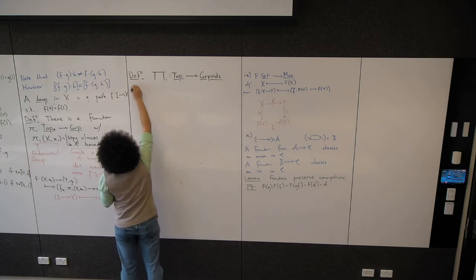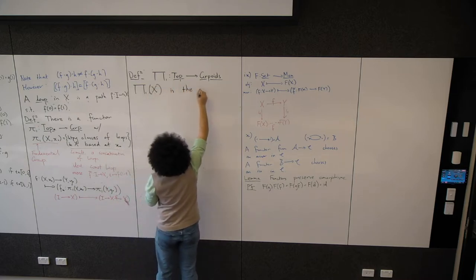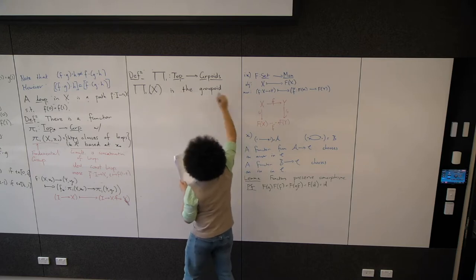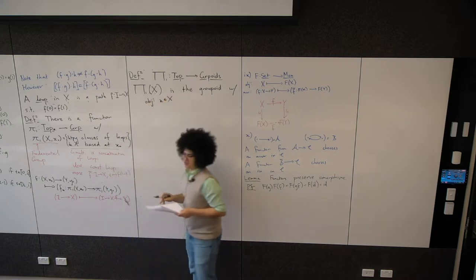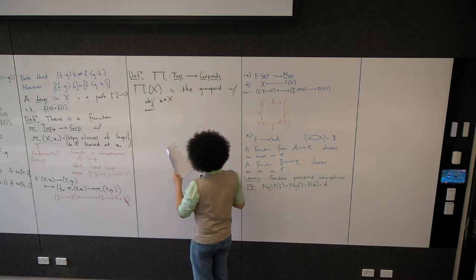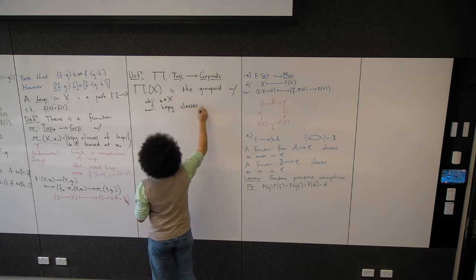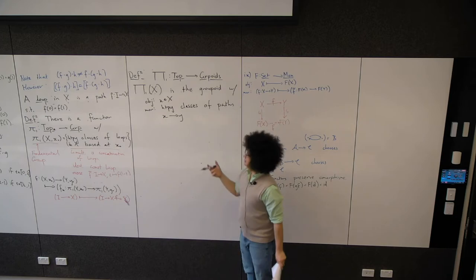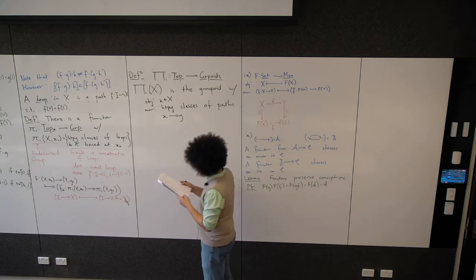So big pi 1 of X is the groupoid. So this is a category, it has objects, and those objects are elements of the topological space. So points in the topological space. And the morphisms are homotopy classes of paths between two points. So a morphism from x to y in this category is a homotopy class of paths. All right.